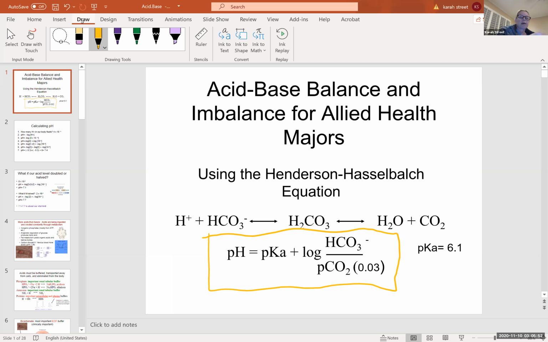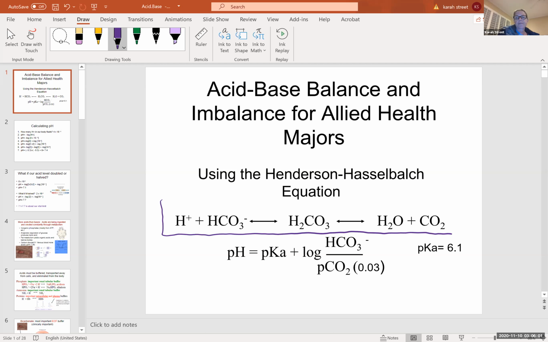So the reaction that you should also commit to memory is this one. And from chemistry, you should remember that anytime we see double arrows, we know it's a reversible reaction. And so I'm going to talk through this reaction going towards the left.